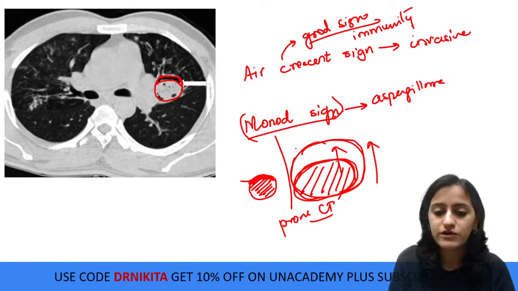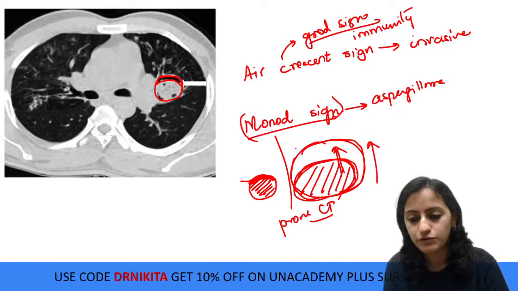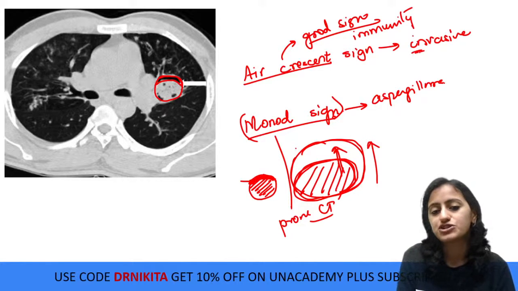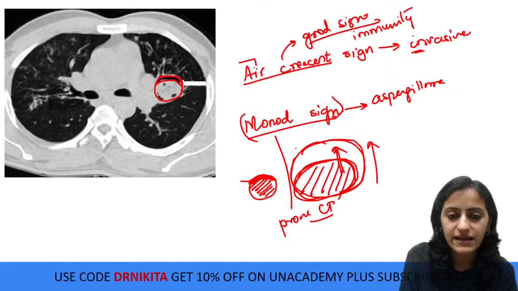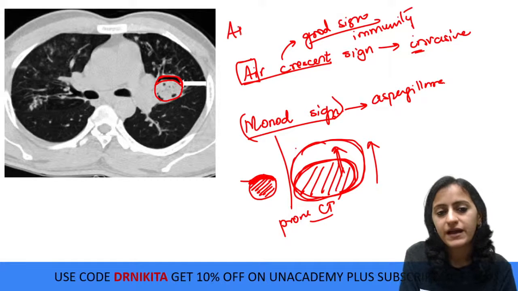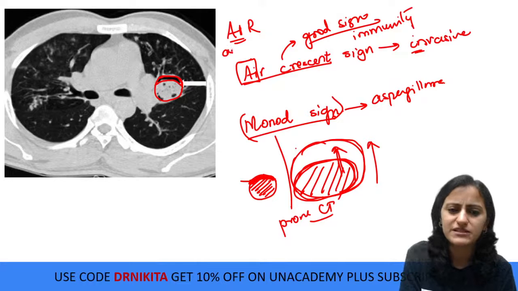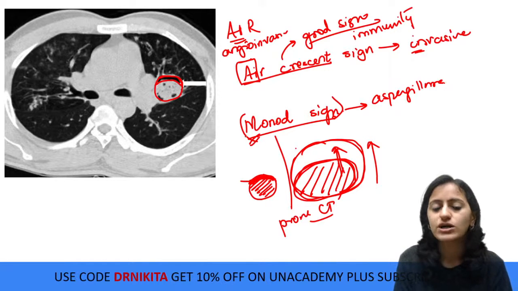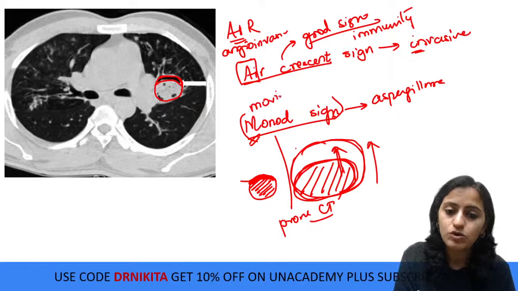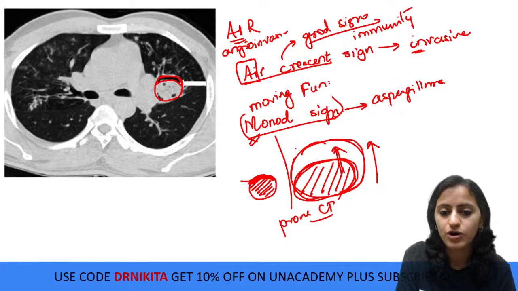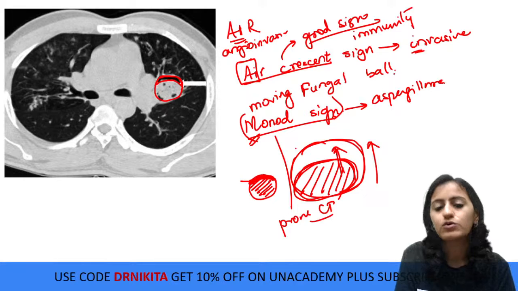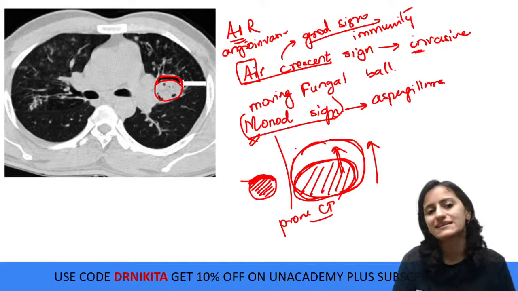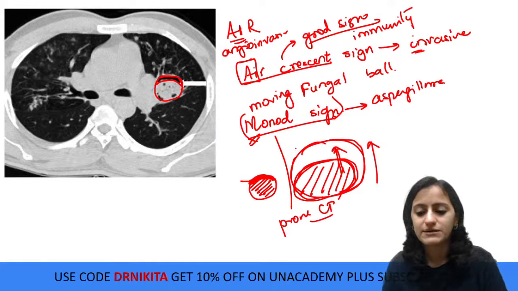This will not move. While in the prone CT, this will move. Okay. So remember that air crescent sign, angio-invasive. So air AI, you can remember it that way. Air crescent sign is the specific terminology used for angio-invasive, and Monod sign is for your moving fungal ball. So these signs we use interchangeably, but ideally we should not. They have been described as separate ones.